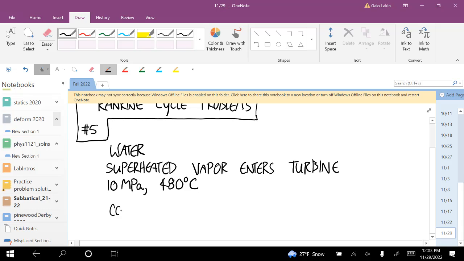The condenser pressure, remember that's constant pressure, so it's the same at the inlet and the exit, is 6 kilopascals, so very low. 6% of regular atmospheric pressure.